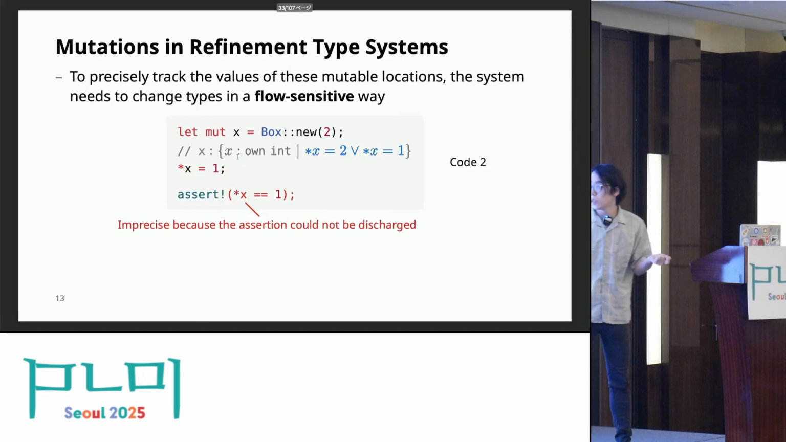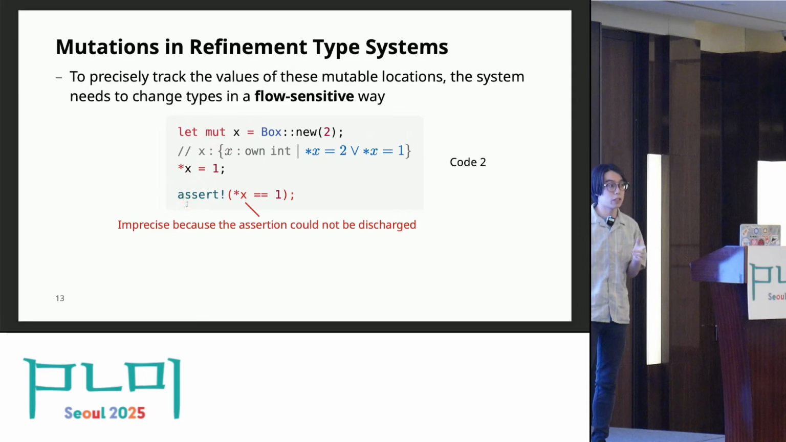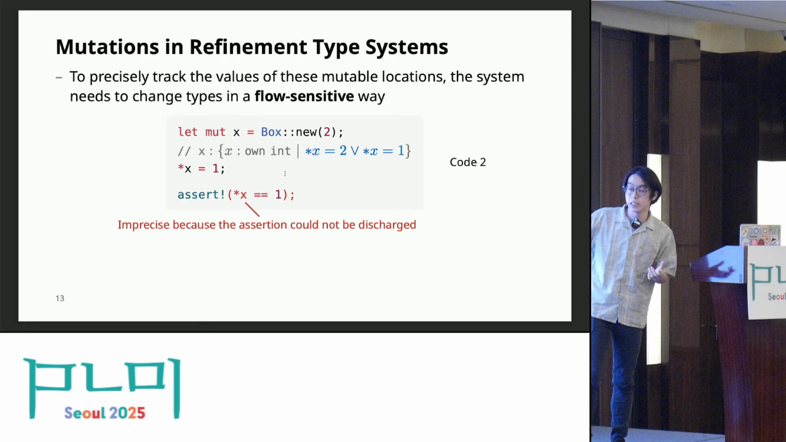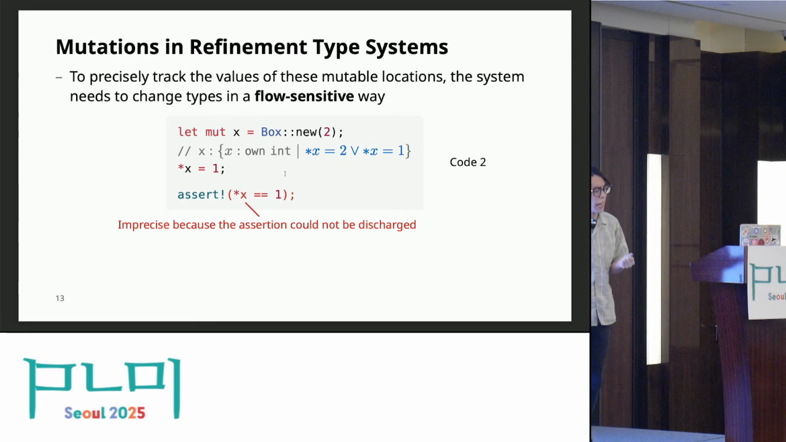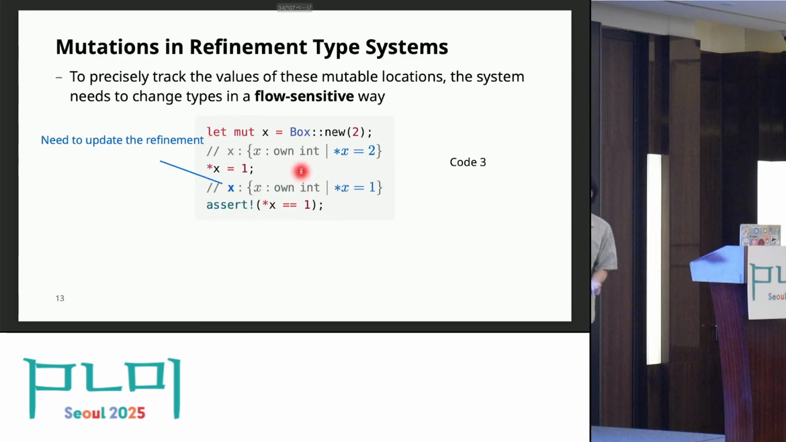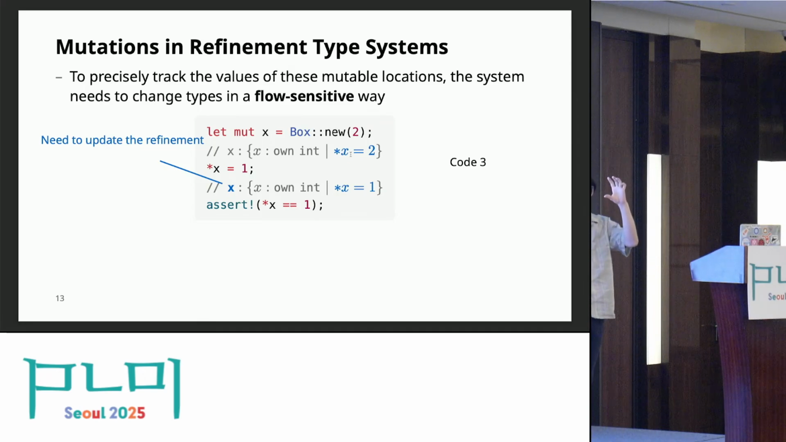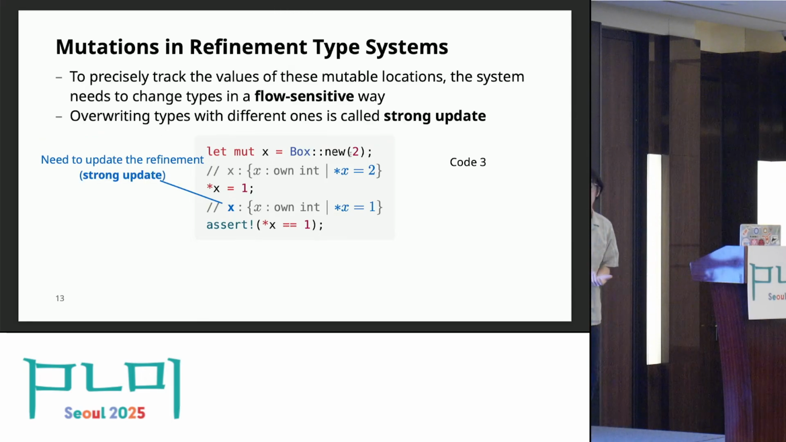So what about giving a more relaxed type like this? *x equals 2 or *x equals 1. This can indeed type check this assignment, but this cannot discharge the assertion on the last line, because this type system doesn't know the exact value x has even after this assignment. So this is imprecise and also not what we want. Actually, we have to update the type like this after the assignment, and this makes our type system flow sensitive, because the type changes over the course of typing. And this kind of type overwriting is called strong update.